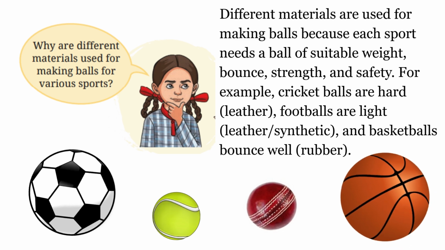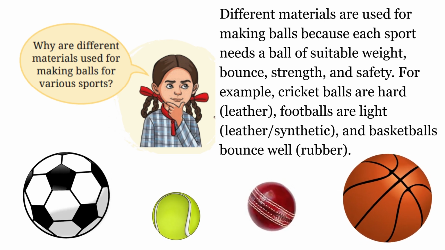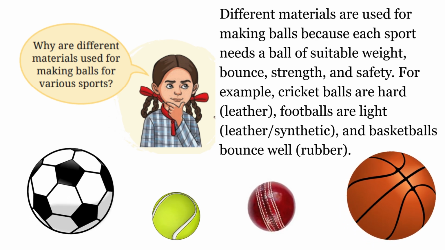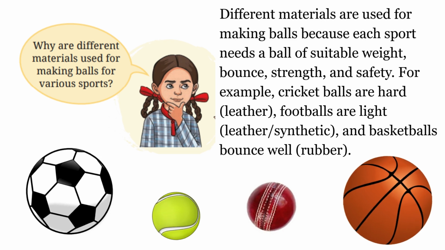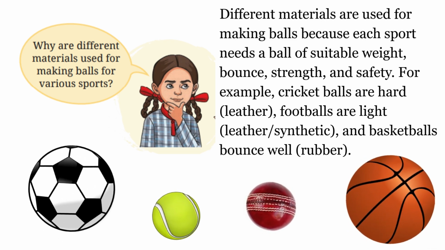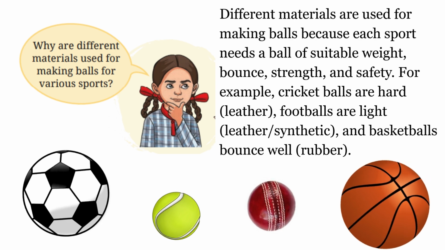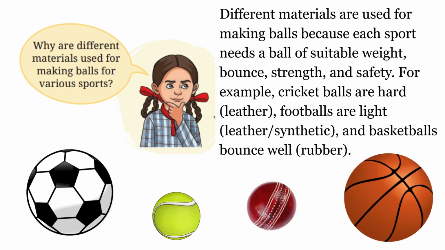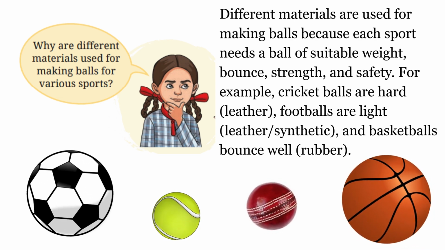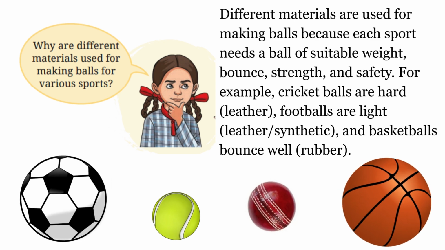A basketball is made of rubber or synthetic leather and filled with air, so it bounces well on the court, whereas a tennis ball is made of rubber and covered with nylon, so it bounces but doesn't move too fast. So, different materials are used to make balls so that they have the right weight, bounce, durability, and safety for each particular sport.